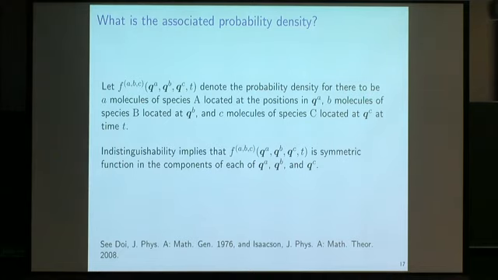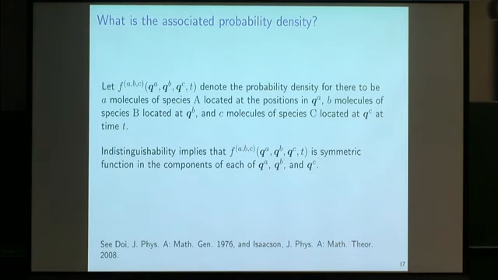F A, B, C of this will be the probability density that when I have A molecules of species A, they're at the positions in the QA vector, and so on for the B and the C molecules. And there's one technical point which we'll see. This really just comes up in how we normalize things. We want to assume molecules of the same species are indistinguishable, right? Any two A molecules we want to treat the same.